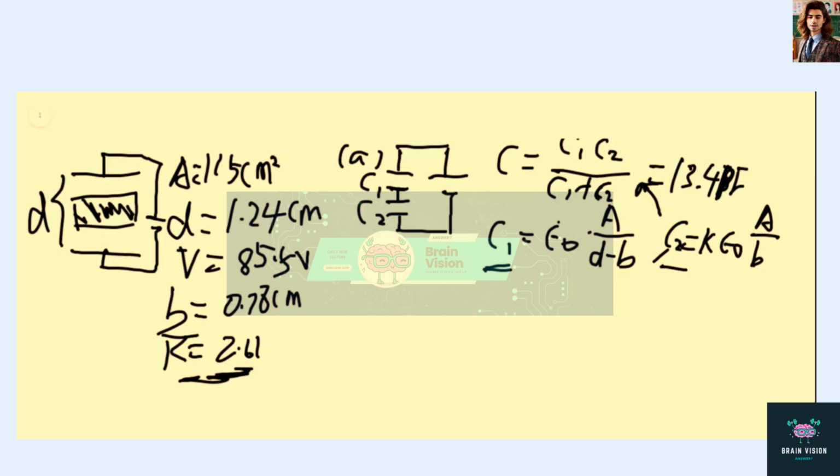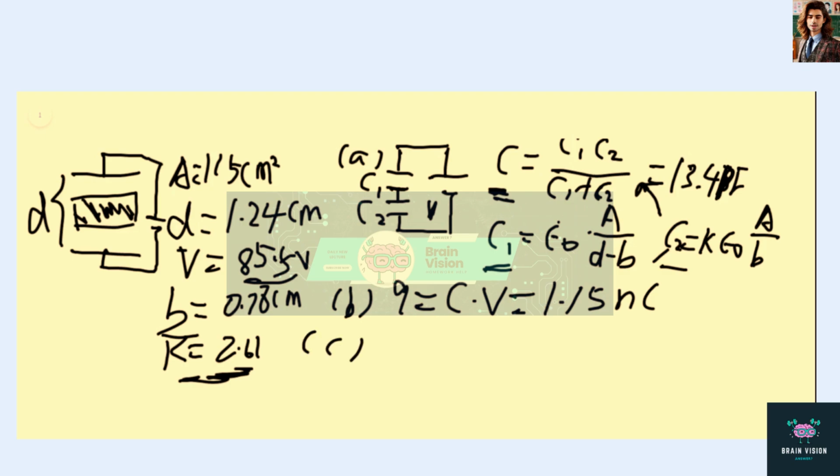And for part B, we want to find out the charge stored on the surface of the plate. Now that we have the capacitance, according to the definition of capacitance, the charge equals C times V, where V is just the voltage across the battery. We just plug in the two numbers, and you can see that this is equal to 1.15 nanocoulombs.